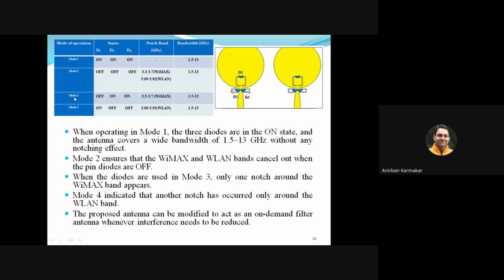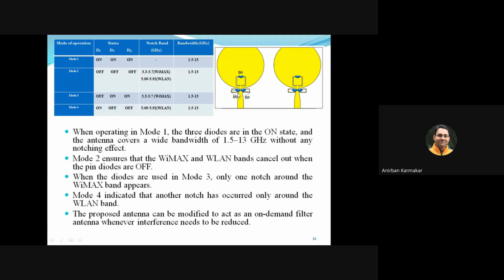Now, I am coming to mode 3, when diode D1 is off and diode D2 and D3 are on. So whenever diode D1 is off, then this notching structure will be activated. This notching structure is dedicated to notch the band of 3.3 to 3.7 gigahertz. So in this mode, the 3.3 to 3.7 gigahertz band will be notched out.